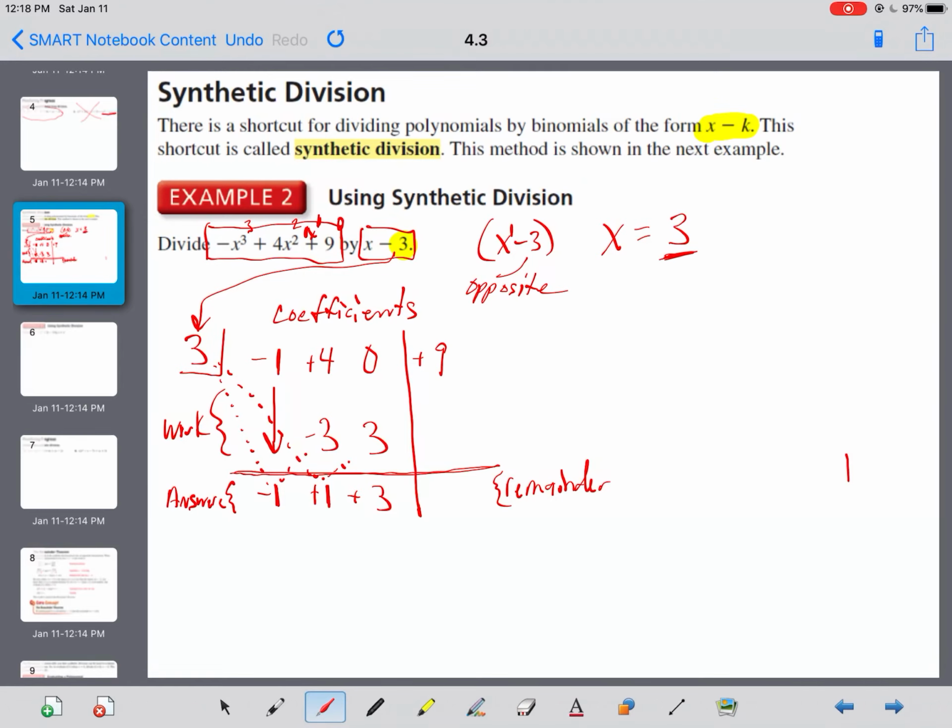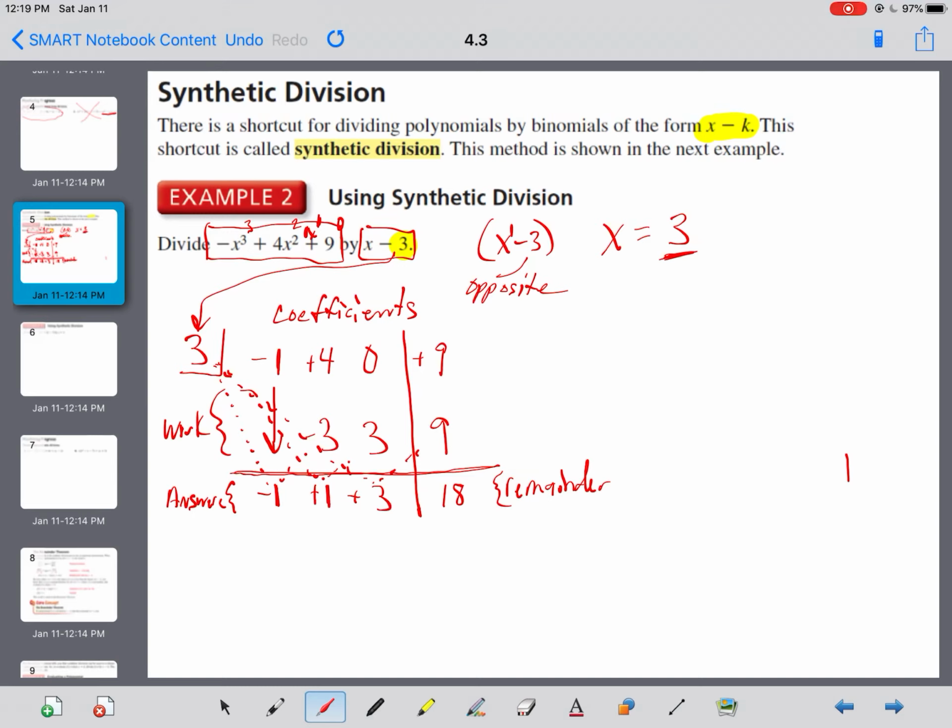0 plus 3 is +3. And then we're going to take that 3 and we're going to multiply it times that 3 and write it in the next one. 3 times 3 is 9. And so we get 9 plus 9 is 18.